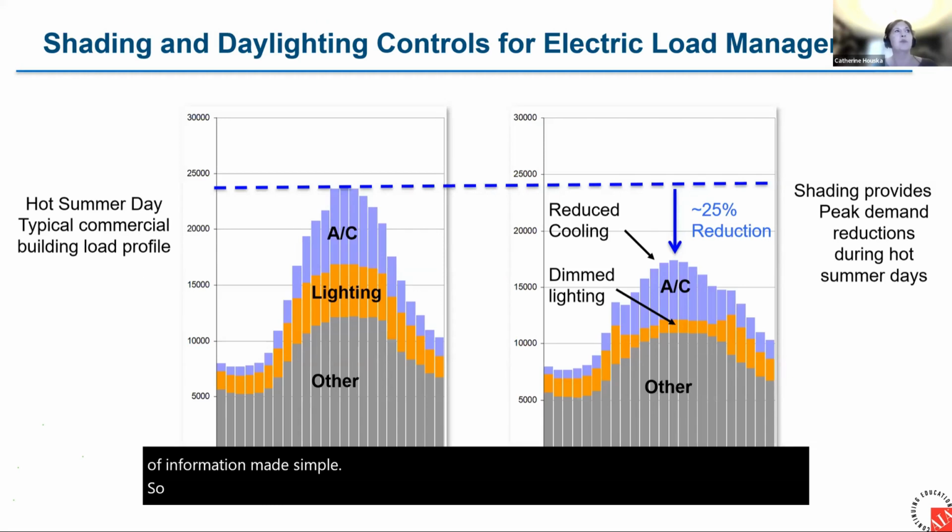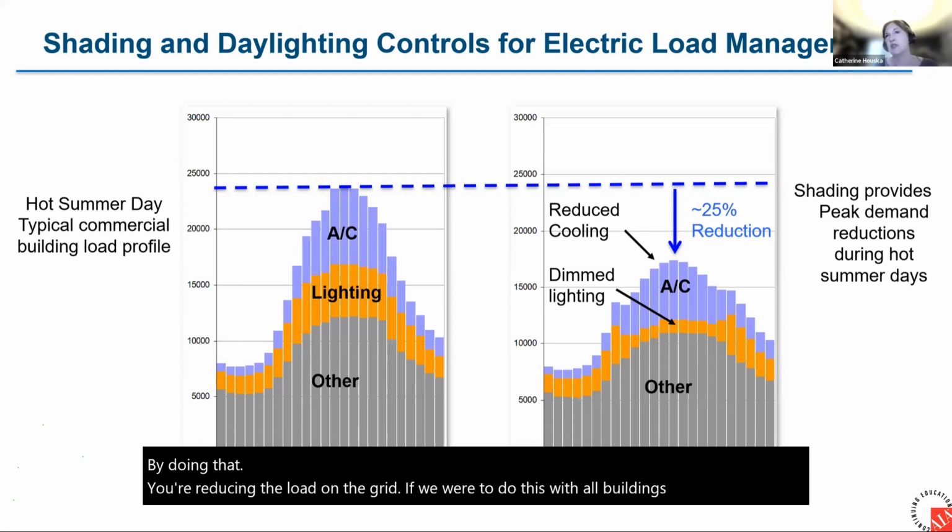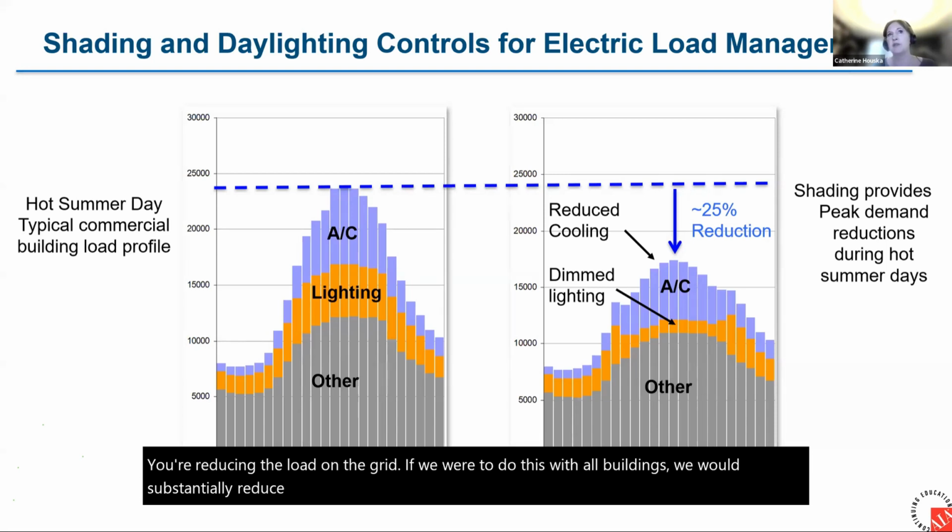So what's the benefit? On a hot summer day, you can potentially, on average, reduce your peak load by 25%. And by doing that, you're reducing the load on the grid. If we were to do this with all buildings, we would substantially reduce our energy requirements.